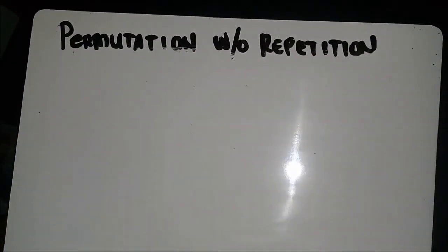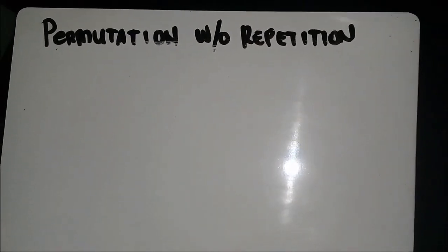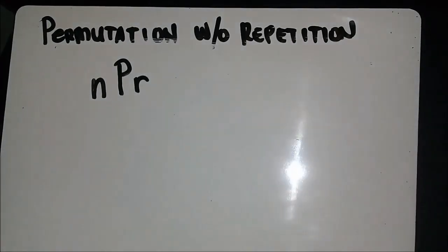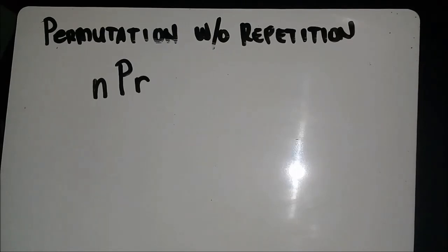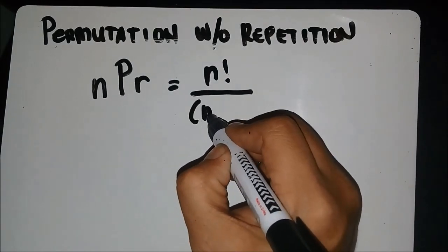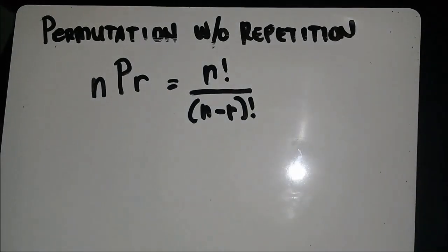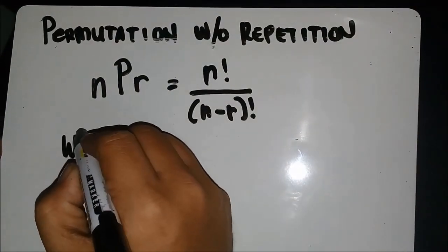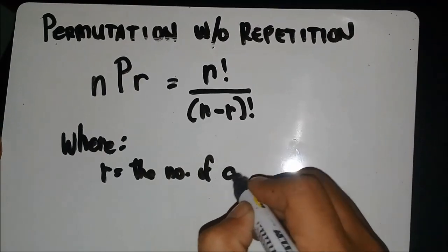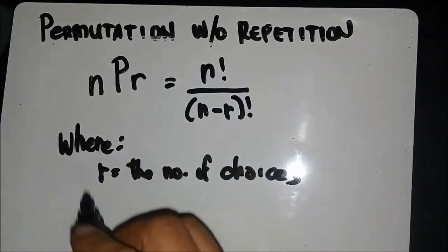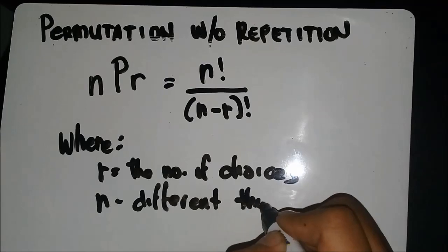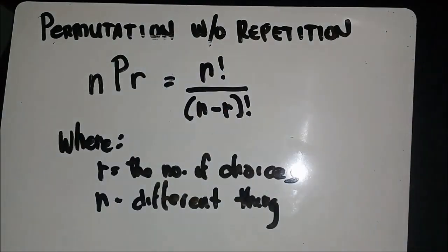So to make a conclusion, in permutation without repetition, if we have n number of things taken r at a time, the formula is simply n factorial over the quantity n minus r factorial, wherein r is the number of choices we are going to make from n different things, taken r at a time.